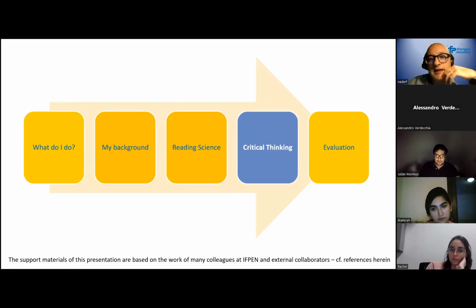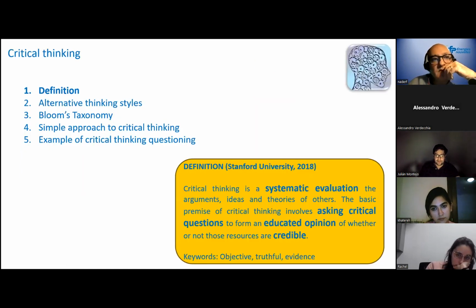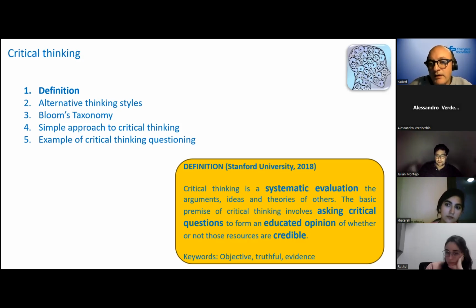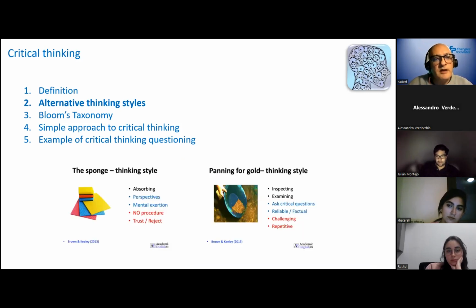So what then is critical thinking itself? By definition, critical thinking is the systematic evaluation of the arguments, ideas, and theories of others. The basic premise of critical thinking involves asking critical questions, which is what we have been doing so far, to form an educated opinion of whether or not those resources are credible. But you want to go further than that, and we will see that in a moment. So you ask questions, you want to know if it is meaningful, if it is credible, right?